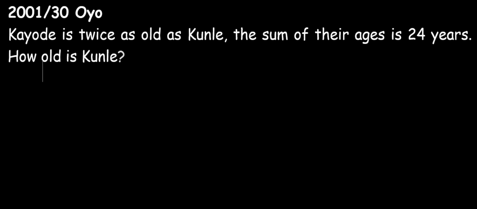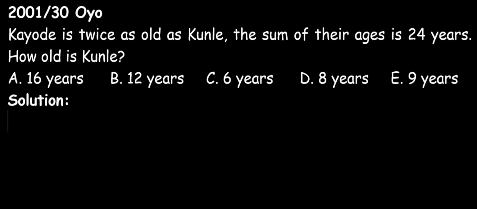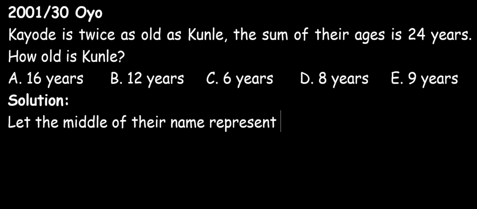Another example. Kayode is twice as old as Kule. The sum of their ages is 24 years. How old is Kule? The options are A 16, B 12, C 6, D 8, E 9. Solution. Let the middle letter of their names represent their ages. Kayode becomes Y, Kule becomes N.